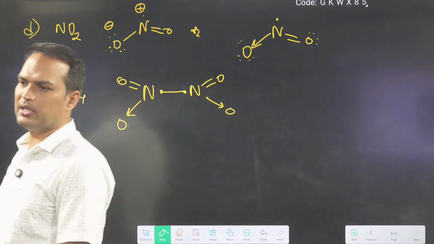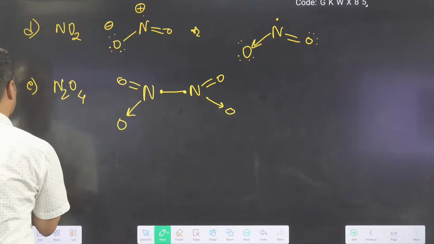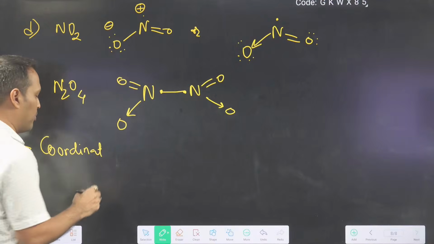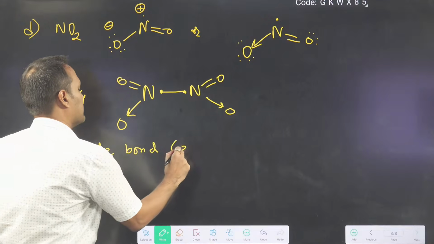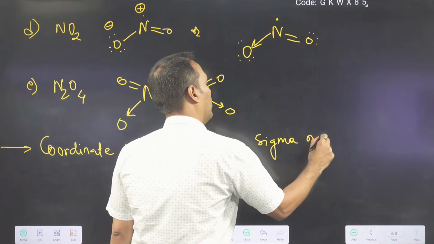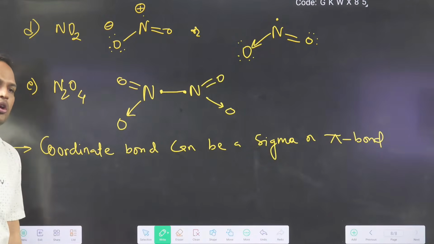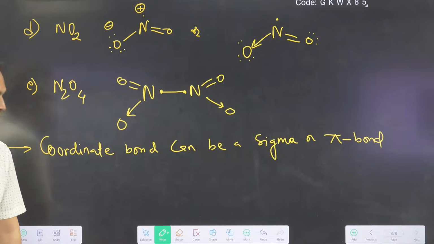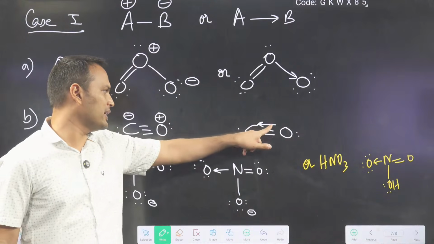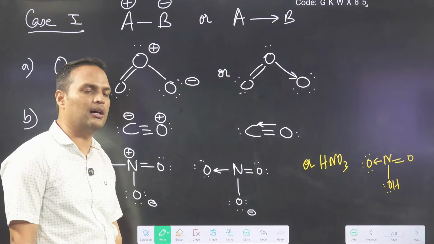So all these examples are based on this point only, the plus minus bond. You can also keep one thing in mind. A coordinate bond is not necessarily always a sigma bond. A coordinate bond can be a sigma or pi bond. Sometimes it is like a pi bond also. Like in the CO diagram, you can say this is like a pi bond. You can think in this way.